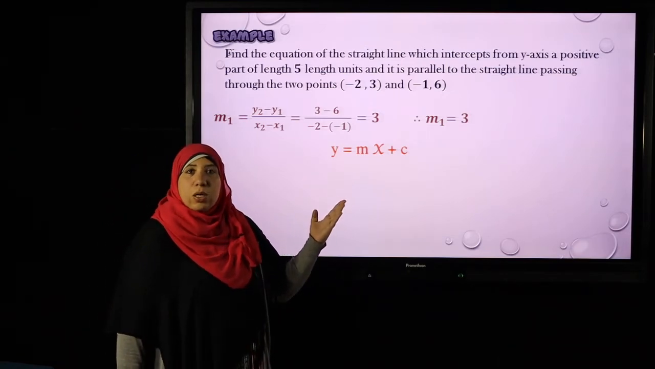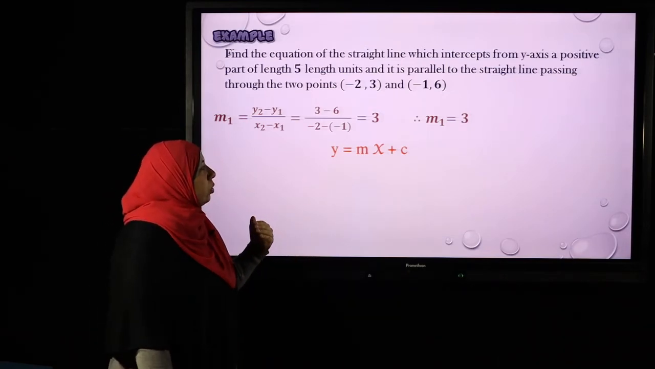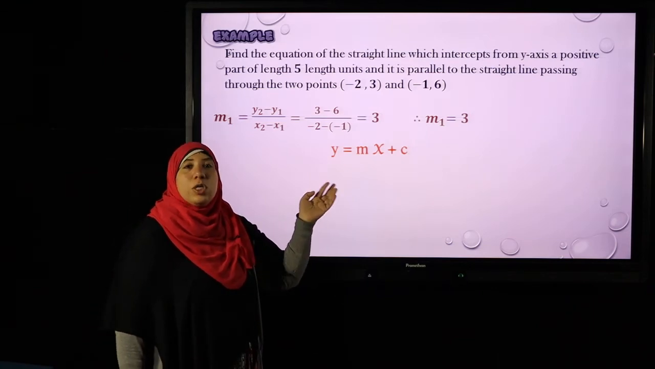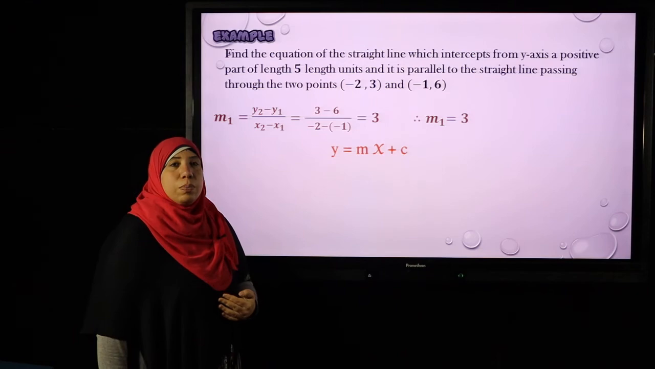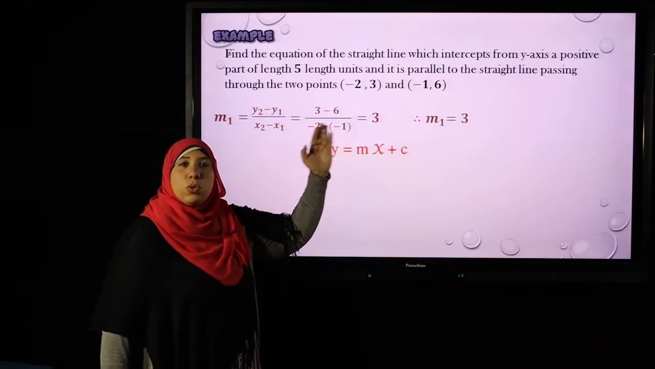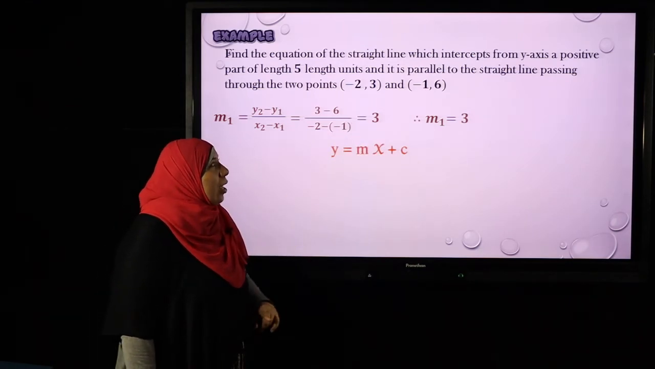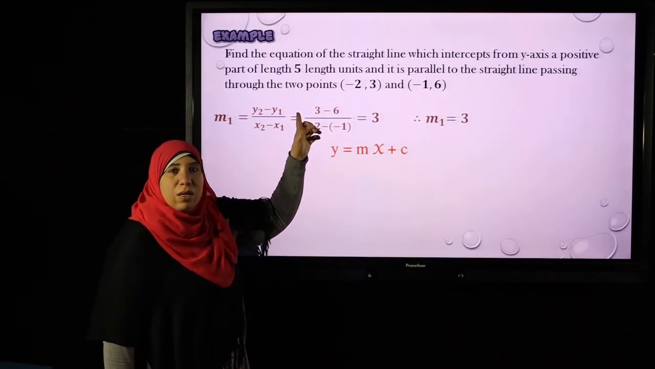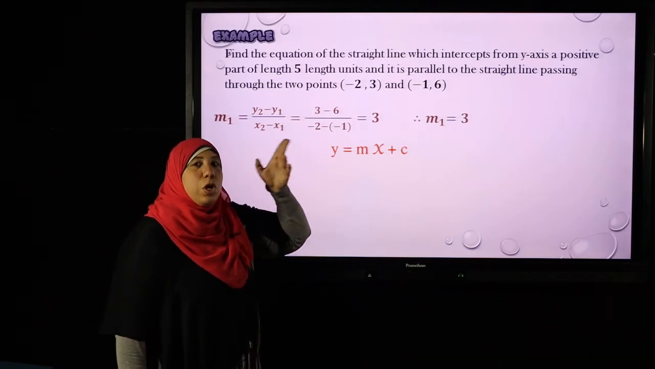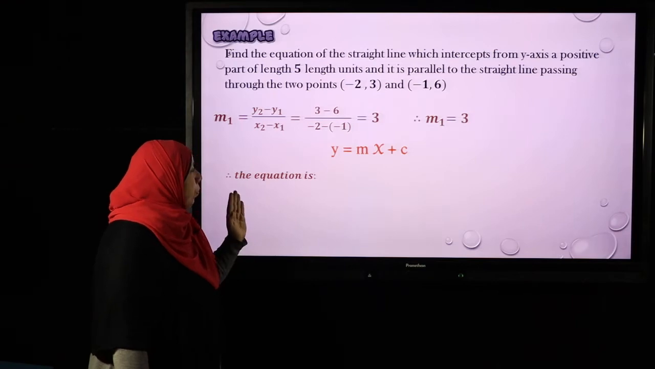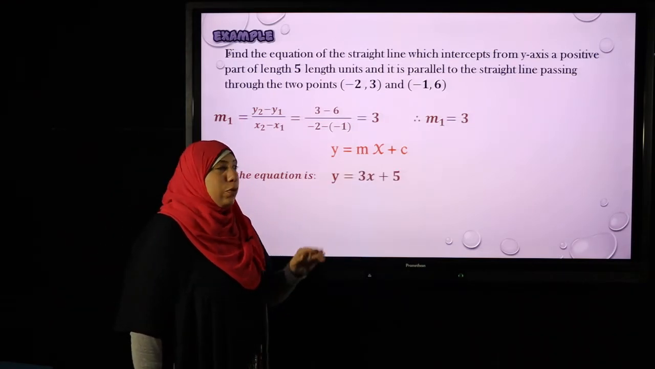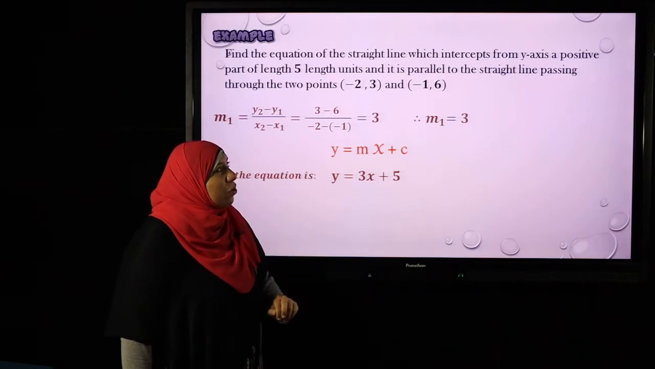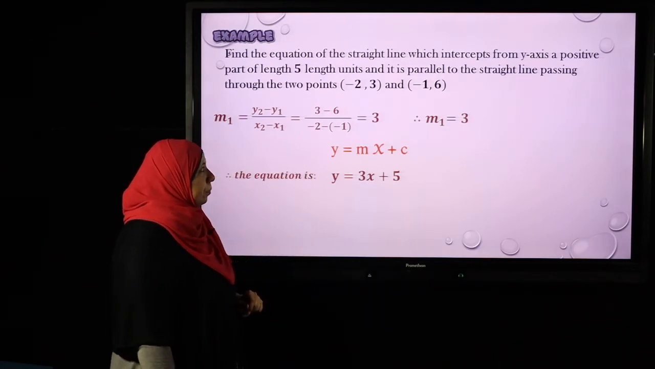So m1 is equal to 3, so m2 also is equal to 3, or the m that I need here in the equation is equal to 3. Now, the equation here, y equals mx plus c, the slope is 3 because it's parallel to this line, and the intercepted part was given in the question as 5 in the positive direction. So the right equation will be y equals 3x plus 5, plus because it's in the positive direction of y.